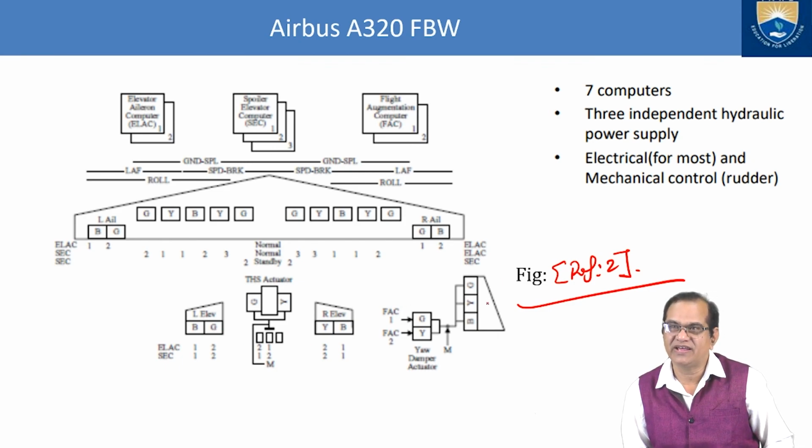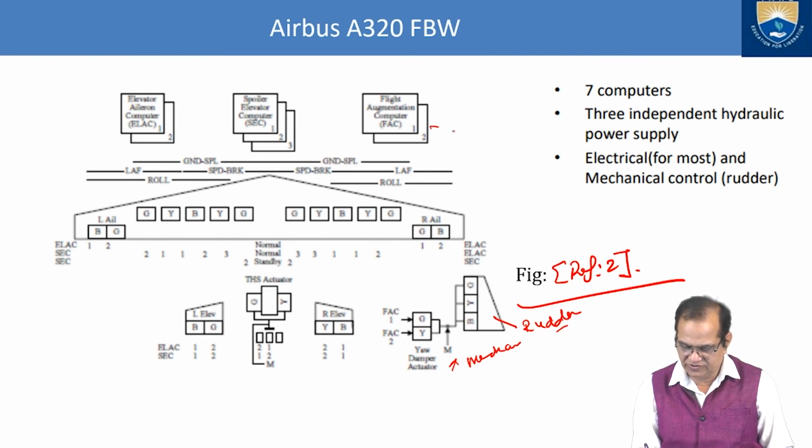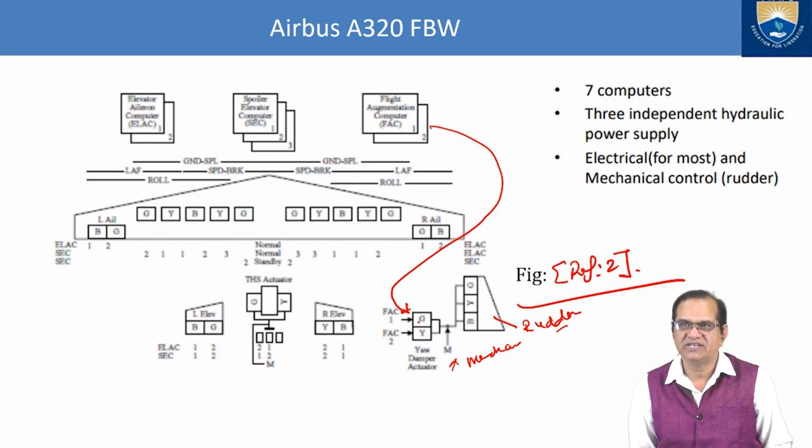If you see here, this is the rudder. The rudders work with blue, yellow and green, three parts are here, and a mechanical one is also given. So the yaw damper actuators and FAC will work here on the rudder and all. FAC 1 and FAC 2, two computers are here. This will try to work and make everything right.